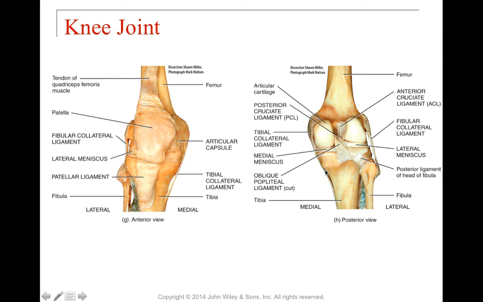Here's the collateral ligament that's going to connect the tibia and the femur this direction, and here's the collateral ligament for the fibula. So it's the fibular collateral ligament. Again, that's connecting the fibula and the femur directly. Here we have the popliteal ligament. It's been cut off so you can see other things. And then here's the posterior ligament of the head of the fibula.